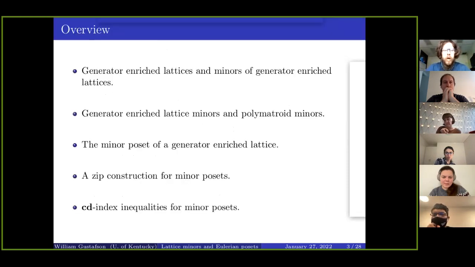And I want to give you an outline of the talk. We're going to start by talking about generator-enriched lattices and minors of these. And then I'll go on and talk about how these lattice minors relate to polymatroid minors. And we'll introduce a minor poset for any generator-enriched lattice. And I'll give a zip construction for these minor posets, which will give us some corollaries showing that these are very well structured. And if I have time, I'll talk about some cd-index inequalities that we get from this zip construction.